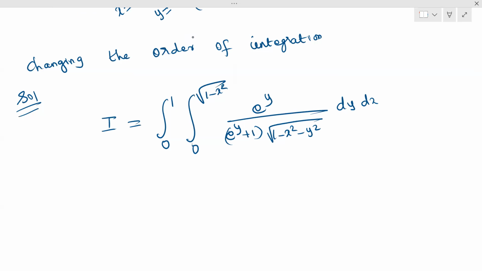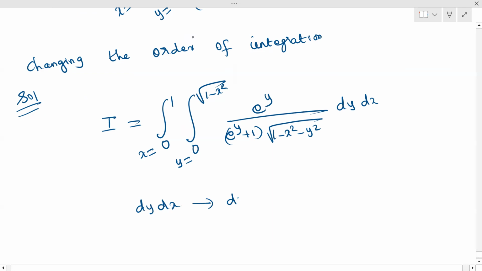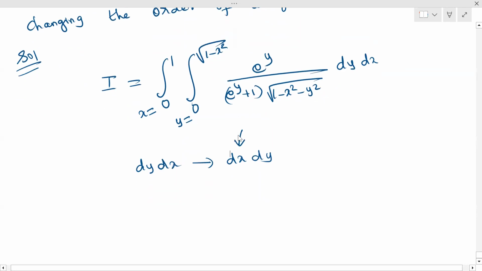Okay, now it is changed to the correct order. Now we have to change the order dy dx to dx dy. That means we have to find the x limit first, x in terms of the variable y. Here, what they have given is the inner integration limit, y in terms of the variable x. So to change the order, we need the region.